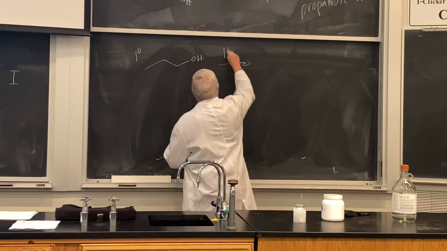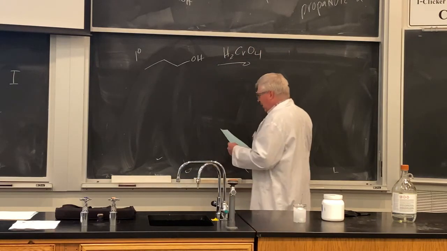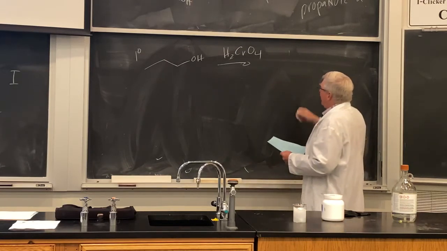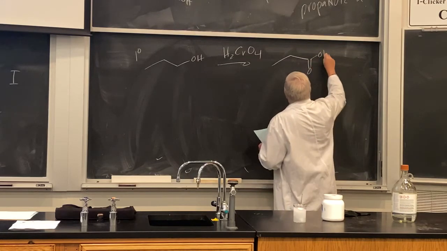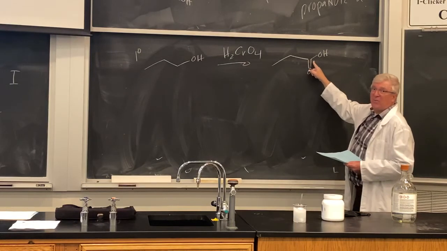And if you treat it with chromic acid, or dichromate and sulfuric acid, or chromium trioxide, any of those strong oxidants will take it all the way to the carboxylic acid. Okay, it has to be a primary alcohol because it has to get fully oxidized there.